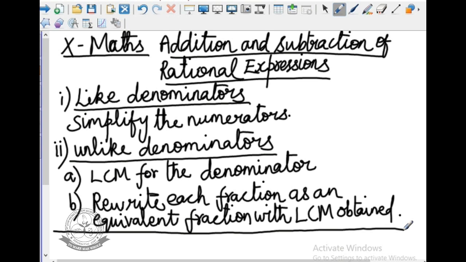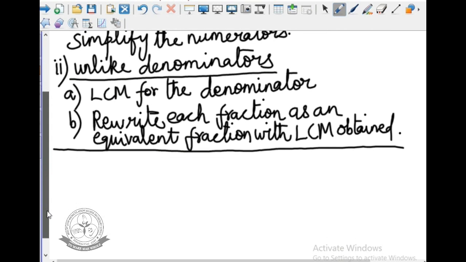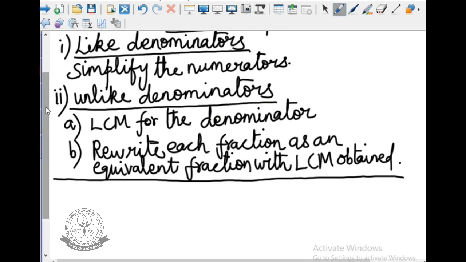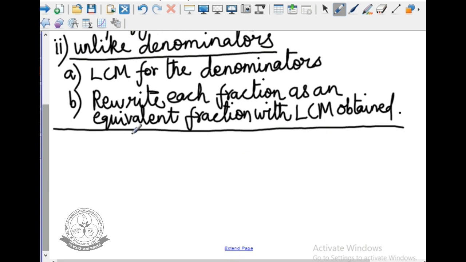Now check the steps again. If the denominators are like, simplify the numerator. If the denominators are unlike, find the LCM of the denominators. Then rewrite each fraction as an equivalent fraction with the LCM obtained. Now, exercise 3.6.